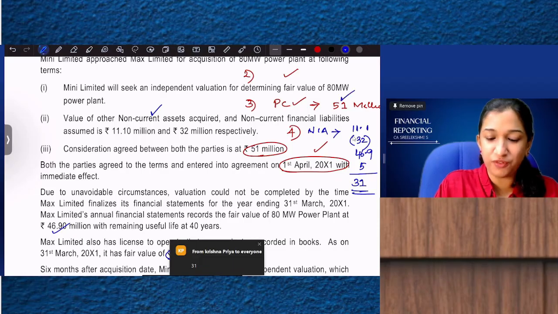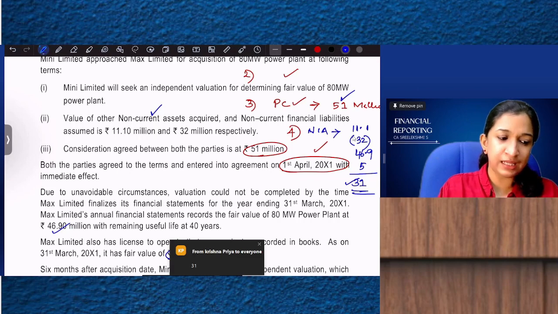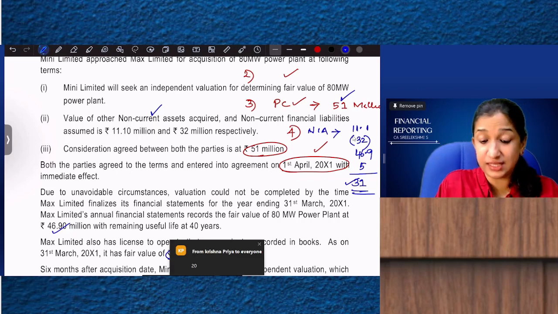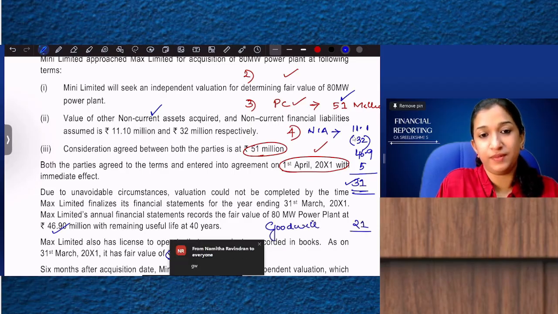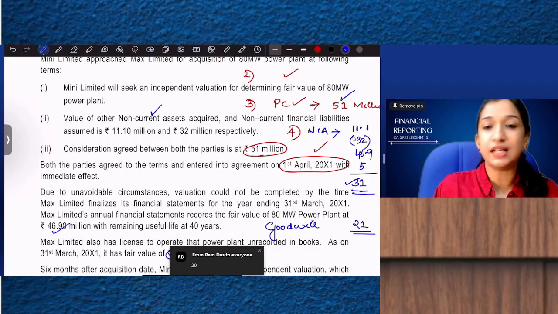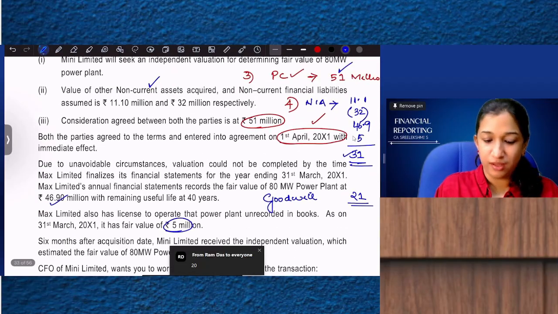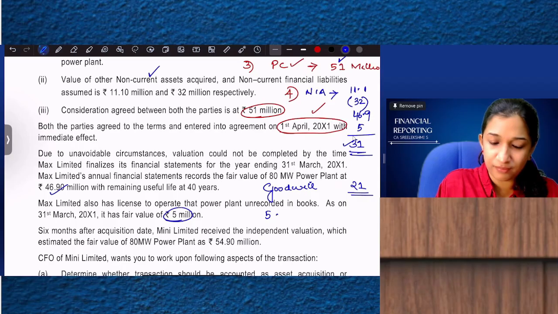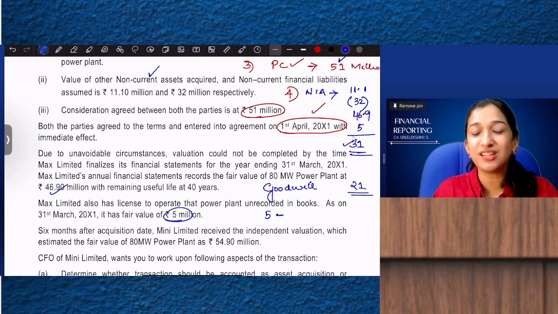So purchase consideration is 51. There is no NCI here. Net assets is 31, resulting in a goodwill or bargain purchase gain. It is resulting in a goodwill of 21. What is next? So step 1, 2, 3, 4, 5. There is no NCI. Net identifiable assets, goodwill calculated. Then what is my next step? Next step is the balance sheet. Yes or no?